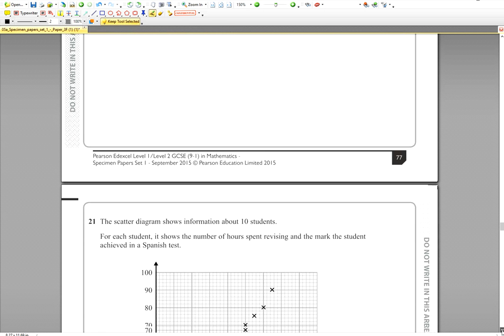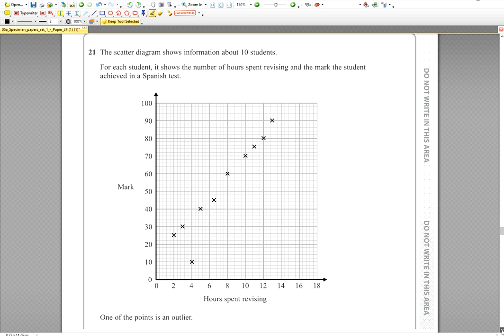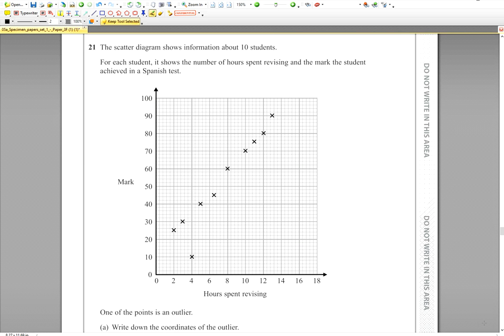Okay, question number 21. The scatter diagram shows information about 10 students. For each student, it shows the number of hours spent revising and the mark the student achieved in a Spanish test. This one here. Yeah. Okay. The question says that one of the points is an outlier. Okay. What does that mean?